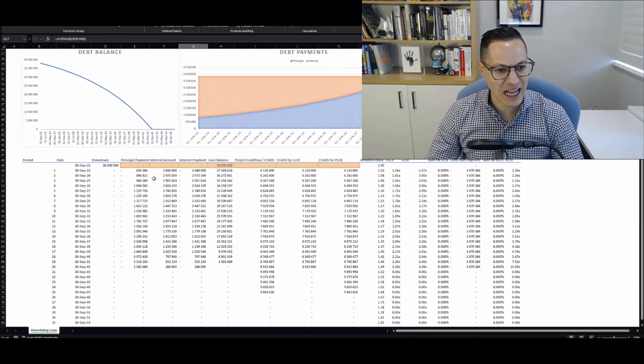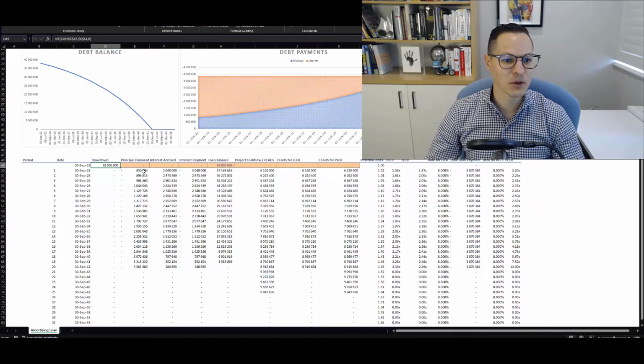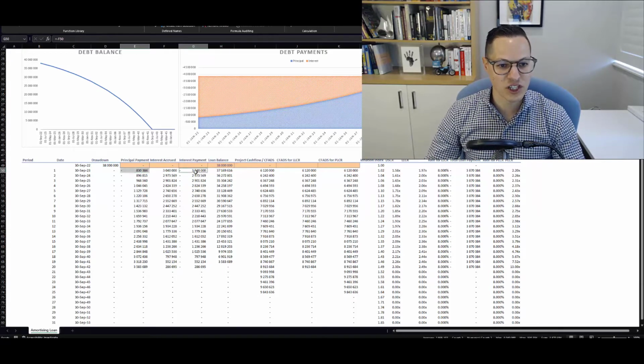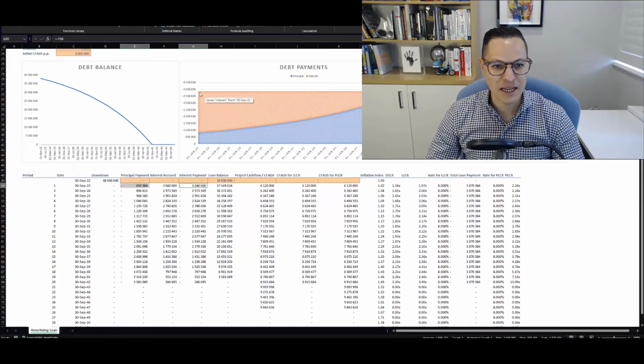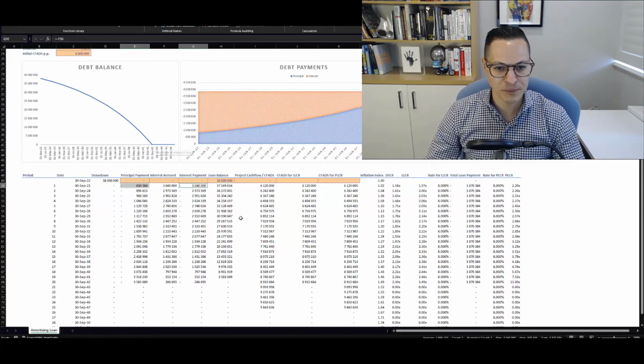Well, we can see here that the drawdown in our initial period is that 38 million. Now, we've calculated a very simple amortization here where the principal and interest is the same in each period. It's about 3.8, 3.9 million. We can see that over here in each period, the total debt payment is the same, the principal and interest, and that amortizes our debt nicely down to zero.